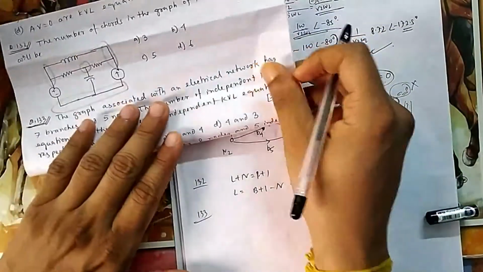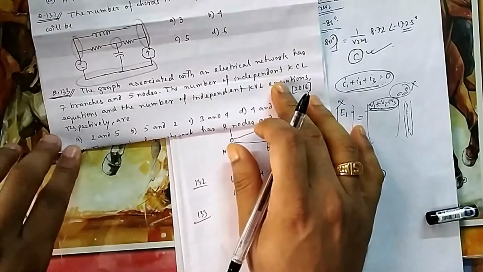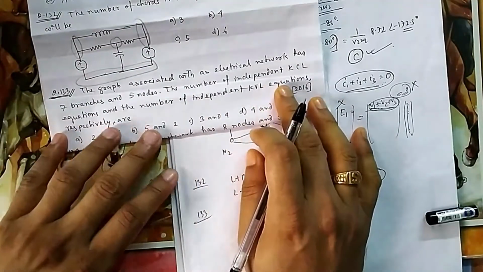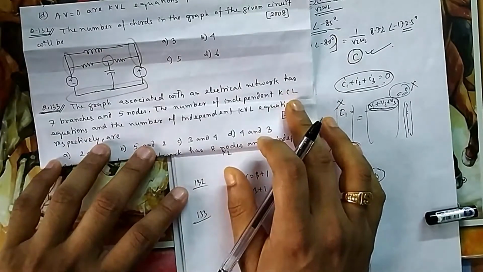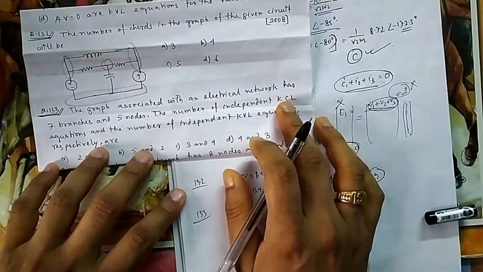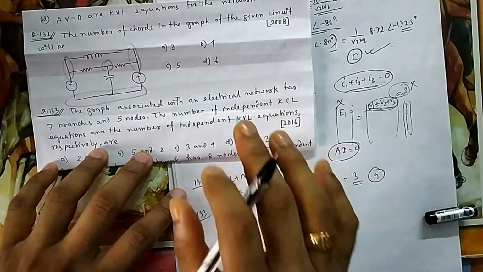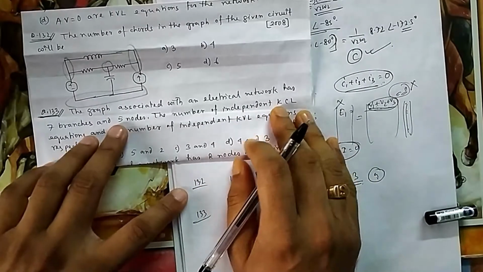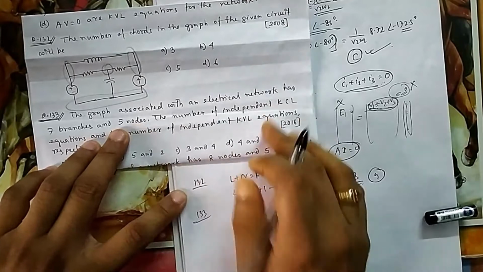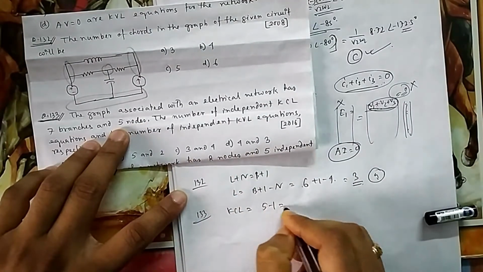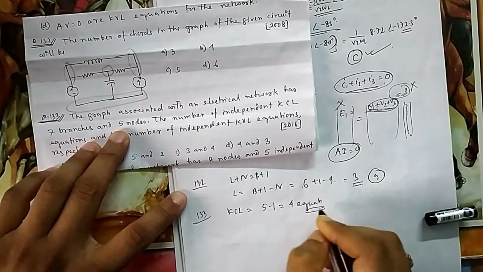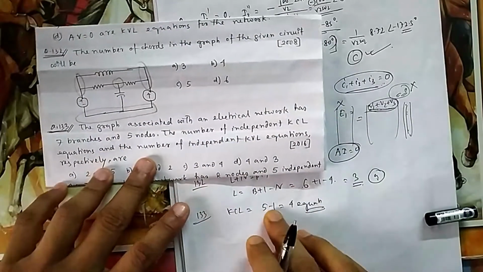The graph associated with the electrical network has 7 branches. The number of independent KCL equations, number of independent KVL equations. So KCL comes from node. So KCL means it is nodal analysis. In nodal analysis, what we do, we take one node as a reference. How many nodes are there? 5 nodes. So for KCL equations, one node you will have to take as a reference. So 5 minus 1, you will have 4 equations. That is the advantage. That is the number of equations.